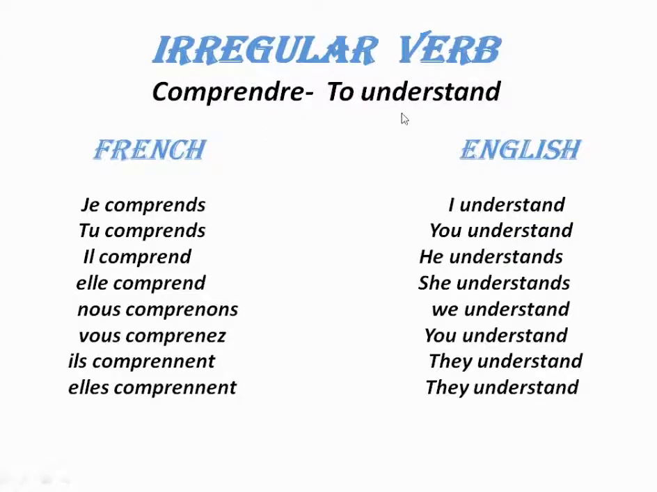Another irregular word, comprendre, which means to understand. It is also conjugated in an entirely different manner. Je comprends, I understand. Tu comprends, you understand. Il comprend, he understands. Elle comprend, she understands. Nous comprenons, we understand. Vous comprenez, you understand. Ils comprennent, they understand. Elles comprennent, they understand. So this is also conjugated in an entirely different manner.